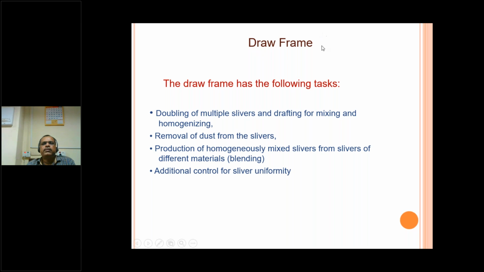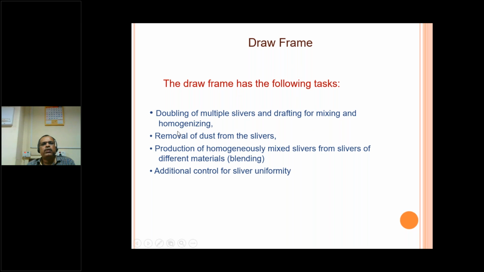Next step is the draw frame. In the draw frame, after the individualization, we have to arrange the fiber parallel to the axis. Such staple fiber will be arranged parallel to the axis and utilize the maximum length of the fiber. It should not overlap each other. So overlap should be at the end of the fibers. Doubling of multiple slivers and drafting for mixing and homogenizing.